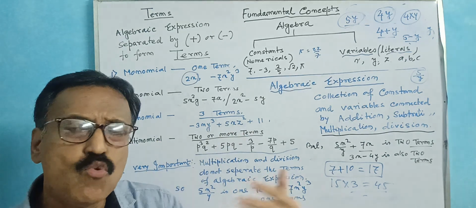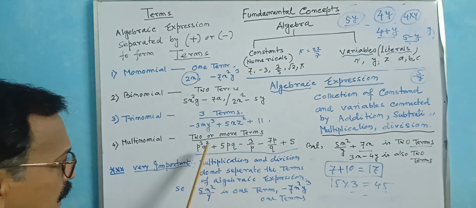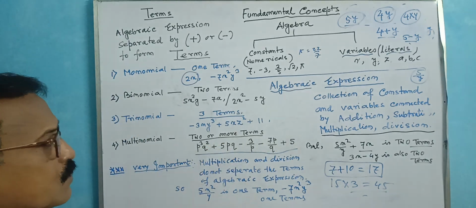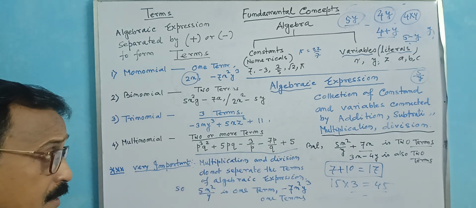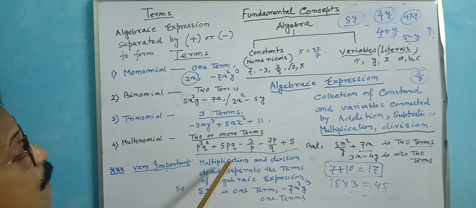Multinomials means two or more terms, we say the multinomials. Clear? Multinomial, 1, 2, 3, 4, 5 terms. Multinomials. Clear? Okay? Very important thing, very important.